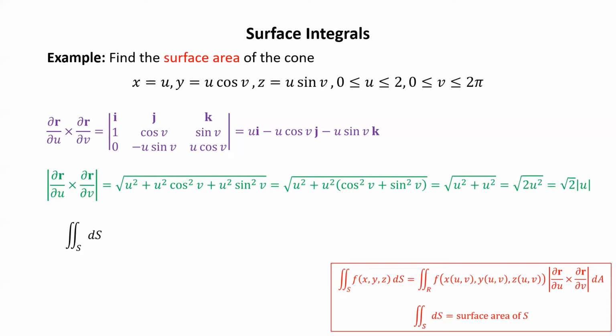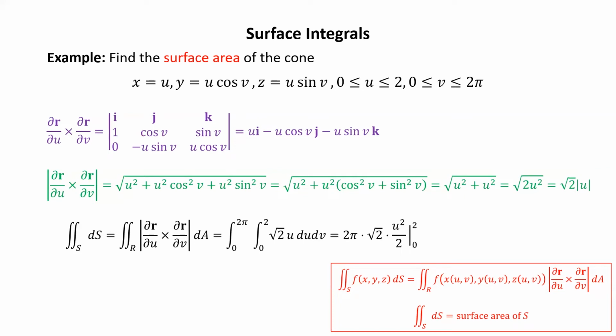Okay, now we're ready to compute the surface area, which is the surface integral over S of ds. Notice nothing is inside because we're computing a surface area. However, when we change to the double integral, inside appears the length of the cross product of the partials, which we just found to be root 2 times the absolute value of u, which, as we said, is just the same thing as root 2 times u, because u is only taking on values between 0 and 2, which are non-negative.